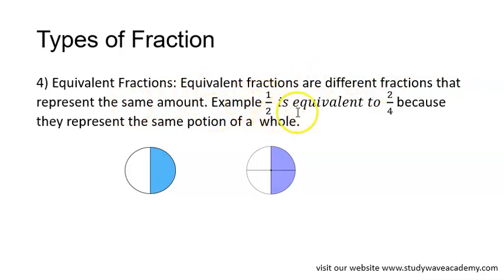For example, 1/2 is equivalent to 2/4, meaning they look different but they are the same because they represent the same portion of the whole. This is 1/2 because 1 is the shaded part and the circle is divided into 2. And this is 2/4 because 2 parts are shaded and the circle is divided into 4.